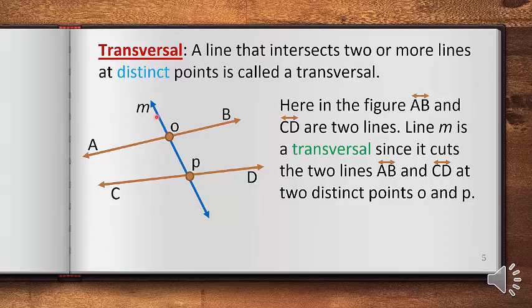Now why is line M called the transversal? Because line M is intersecting AB at point O and also intersecting line CD at point P. Now here you see, children, point O and point P are at different places. So we say point O and P are distinct points. So that's why we call line M the transversal.